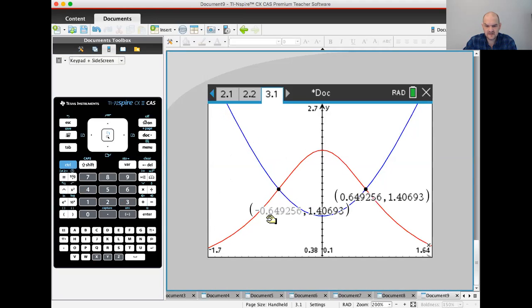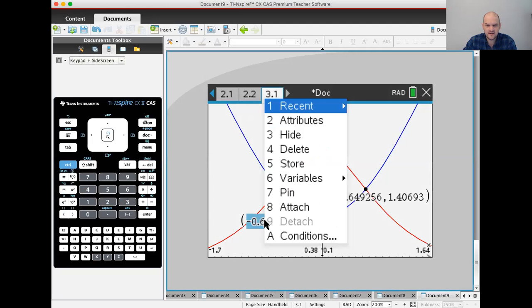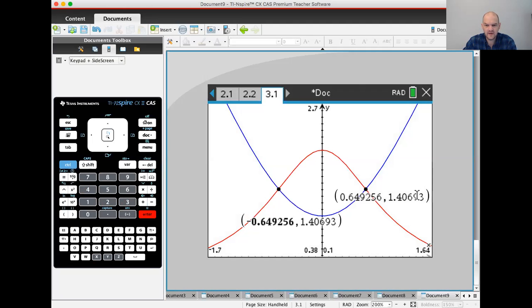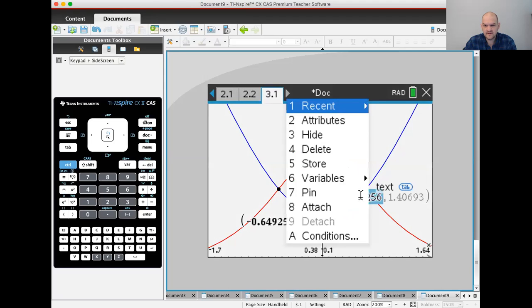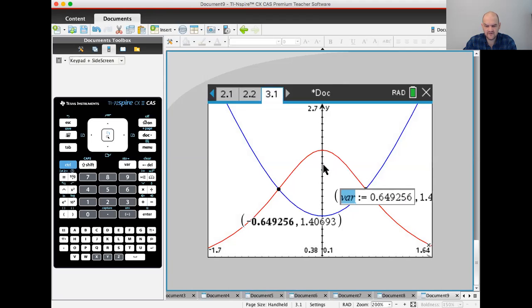Are these just symmetric? They are. All right, I'm going to store it. So that's control menu, option 5 stores A. Control menu, option 5 stores B. On your paper, you're going to write let A equal negative 0.649256 and B equals 0.649256.